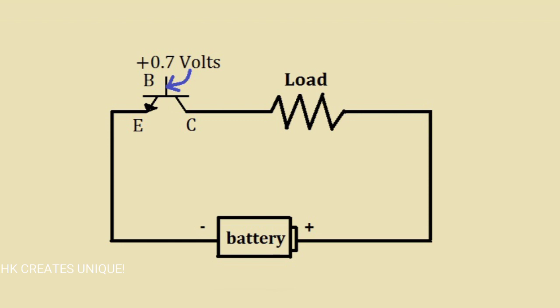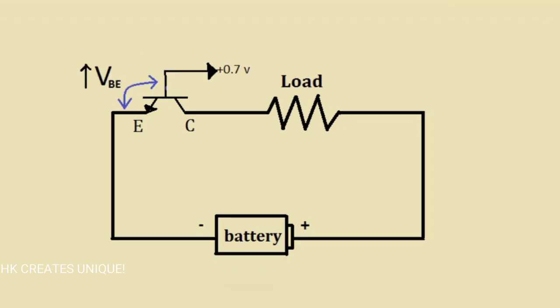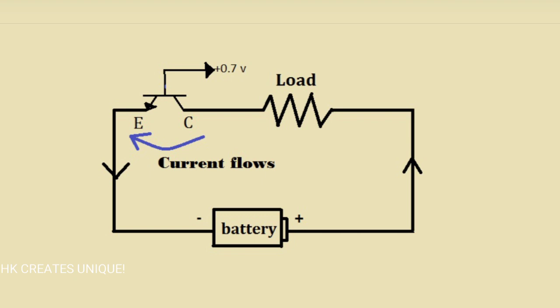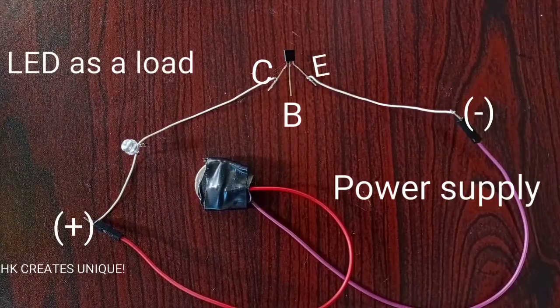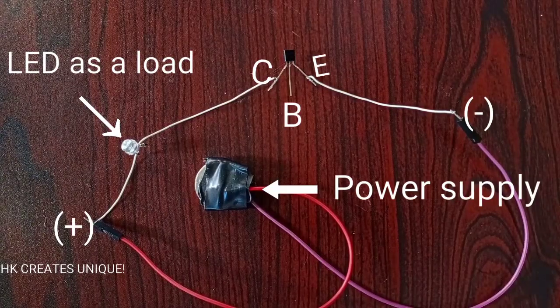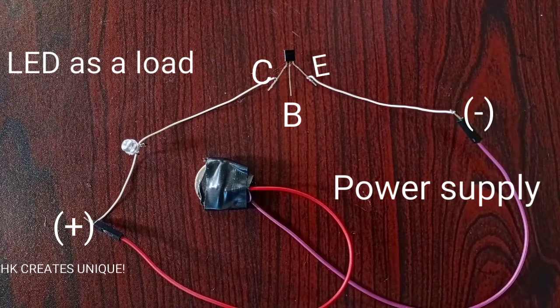What will happen is that when you give positive 0.7 volts at the base, emitter voltage rises and the transistor becomes conductive and allows current to pass. But it will not work if you give less than 0.7 volts. And just like a push switch, if you remove the base voltage, it will again act like an open key. This is the practical circuit.